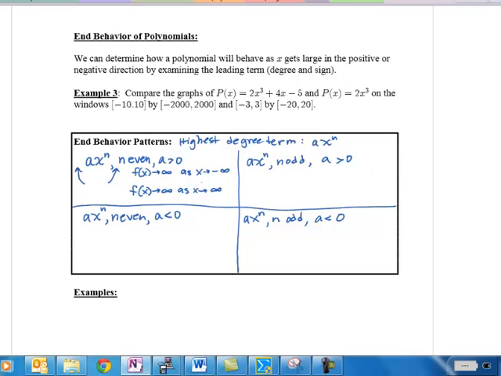So we want to say what happens to the function as x goes to the left, what happens to the function as x goes to the right. And we want to talk about that behavior in each of these cases.